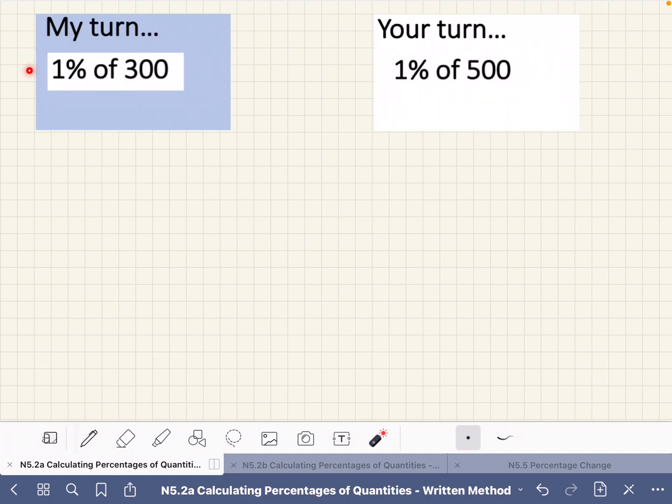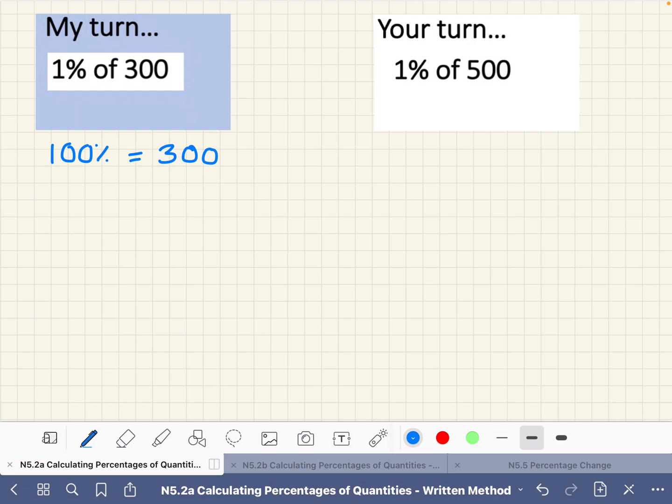In this question, we're asked to find out what 1% of 300 is. We're going to approach this question in the same way as we would earlier percentages of amounts, where we start off with 100% is equal to the value that we started with. So 100% is equal to 300.